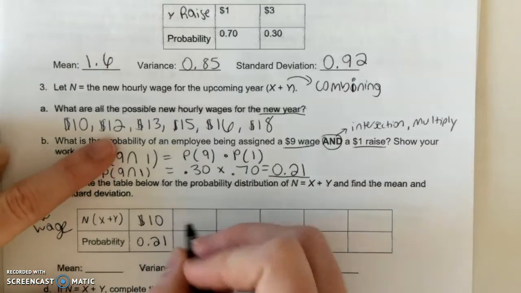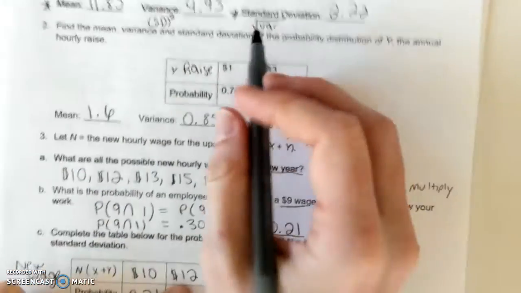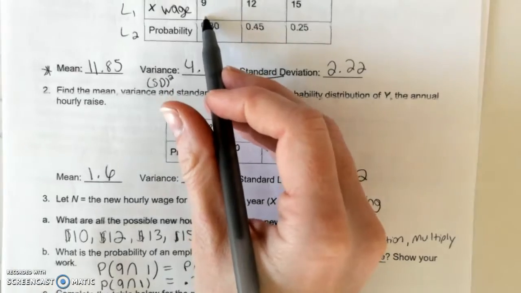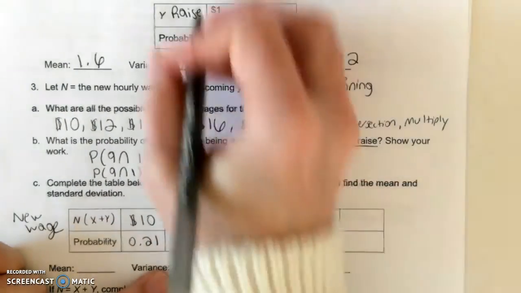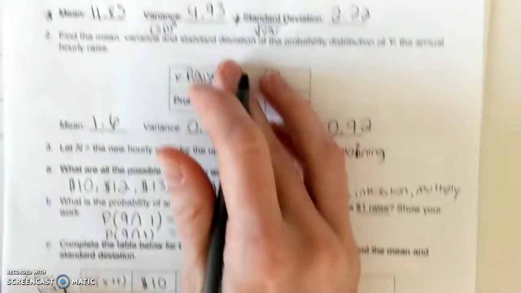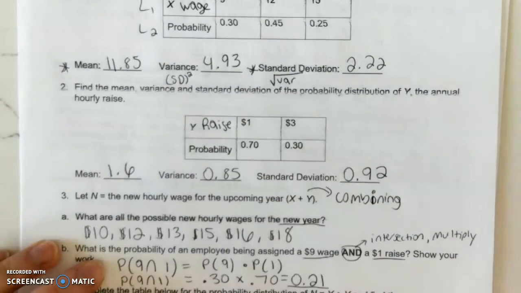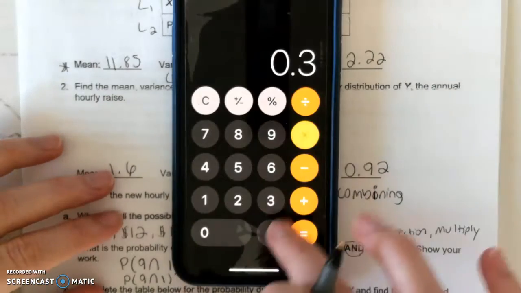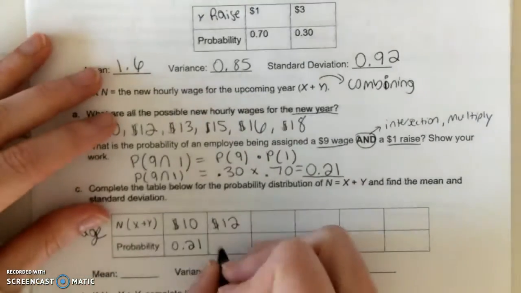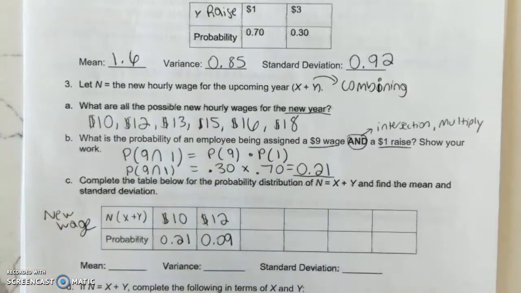All right, my next one is 12. To get 12, I would need a $9 wage and a $3 raise. So to get a $9 wage and a $3 raise, all I'm going to do is multiply these two probabilities. So 0.3 times 0.3 gives me 0.09. So my probability here is 0.09. Go ahead and fill out the rest of the table by yourself. Pause the video and come back when you're done.